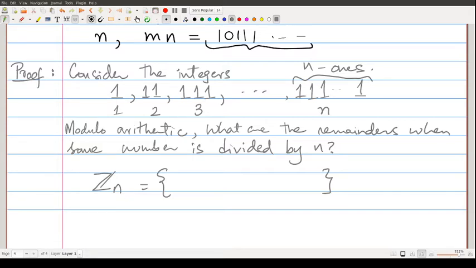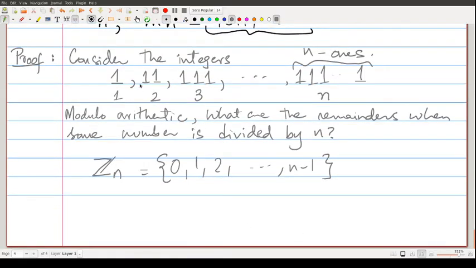Yep, so the possible integers that you can have are 0, 1, 2, dot, dot, dot, n minus 1. So every possible number has to be from one of these equivalence classes, right? So if you want to find p mod n, then it's going to come from one of these equivalence classes. So far so good? Any confusion?